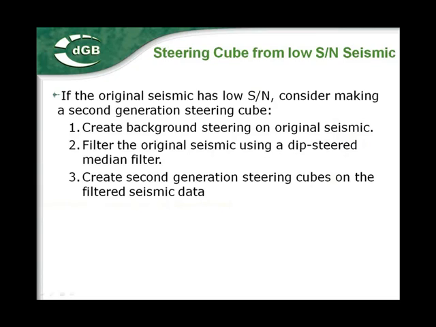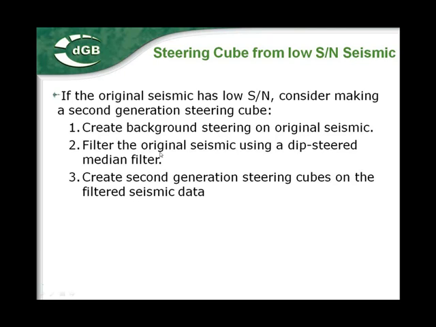Some thoughts on using the steering cube on low signal to noise seismic. A workflow that we often use there is to make what we call a second generation steering cube. First, we create the background steering on the original seismic, or what I often do is take a low pass on the original seismic, trying to remove preferentially the high frequency part, which often has most of the noise in it. And since I want to create a background steering cube anyway, I'm not interested in the high frequency features that much. So then I create a background steering cube from the original seismic.